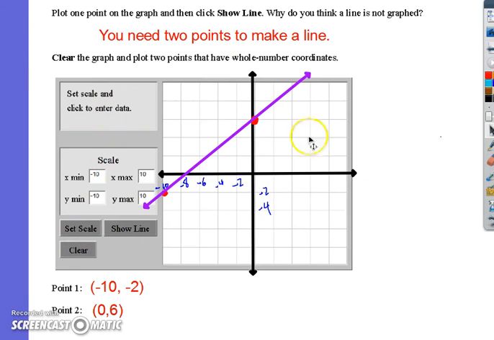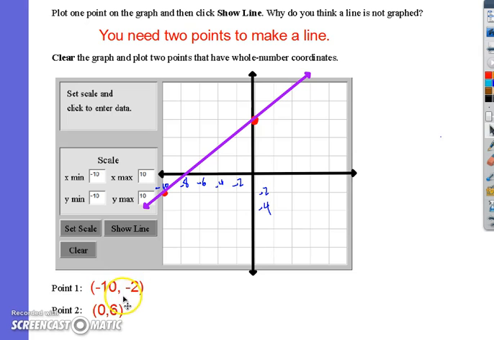So this assignment is all about making lines, and in particular we started, it said, with 1 point, and we found out that you can't make a line with 1 point. You need 2 points to make a line, and now we're doing 2 points, and then later on we'll do a whole bunch of different points. All right, so that's what this assignment is about.